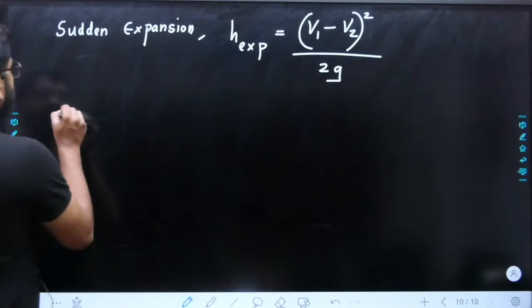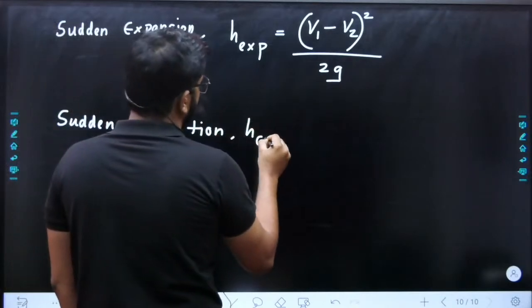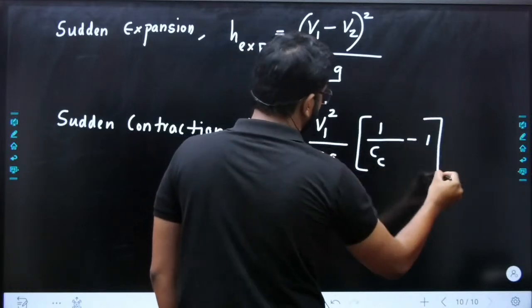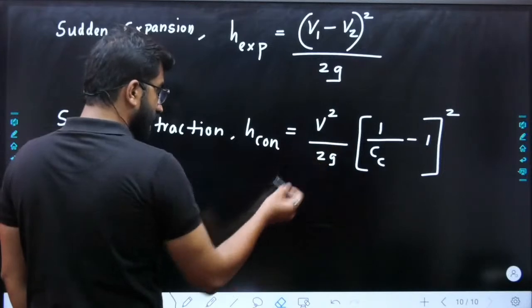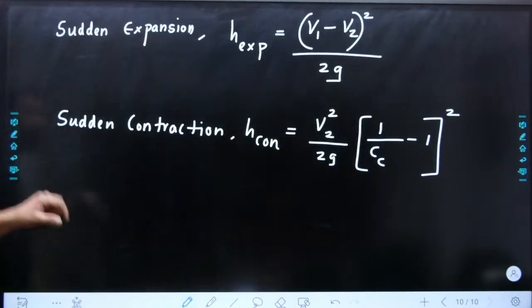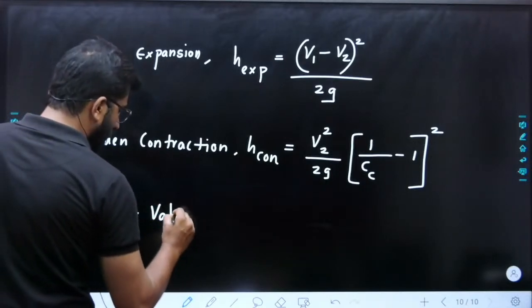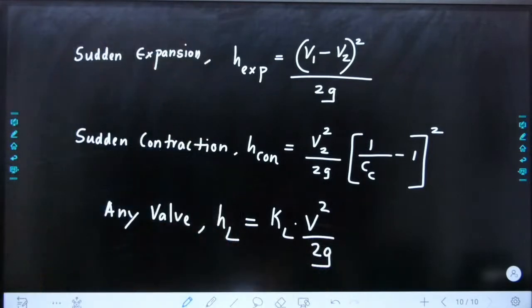So in case of sudden contraction, H contraction is equal to, normally we use this equation, V1 square by 2G into 1 divided by Cc minus 1 whole square, because Cc is your coefficient of contraction. Remember, I will represent this velocity as V2, that is the second part velocity. This we have already discussed, so just remember the equation. For any valve or any contraction or any equipment, the loss coefficient will be given in the question. So you can represent the losses like this, KL into V square by 2G. So this is your equation for minor losses.